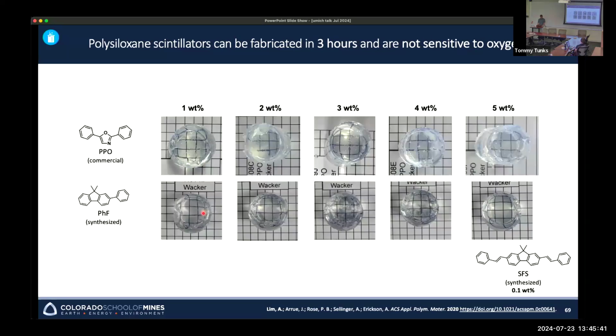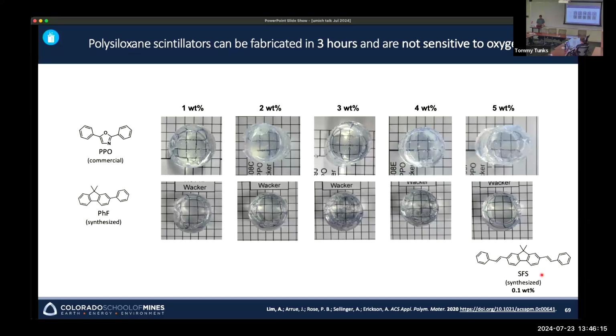So this is some of the early work that we did. We're still kind of working in this area, but we tested out a bunch of different silicones. We have the commercial PPO dopant. We have this new dopant that we like. And we just took, these are viscous liquids. We dilute them a little bit with some solvent. We add in the dopant. We add the dopant up to 5 weight percent, which again is 5 times less than in the traditional plastic scintillator systems. We add in some secondary.